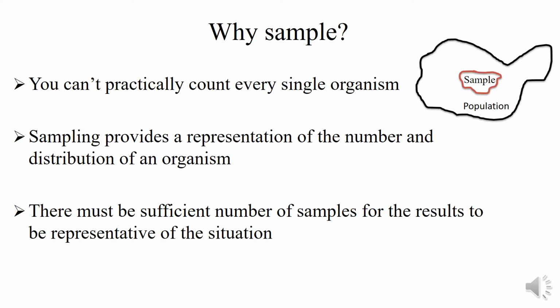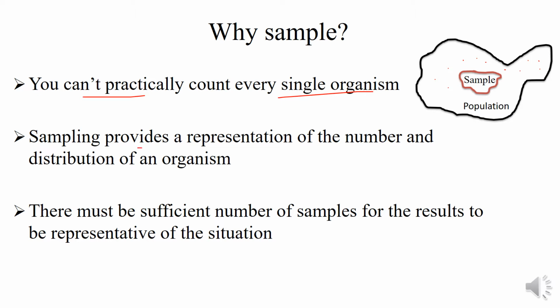So first we see what a sample is and why we need sampling. A sample is basically a part of the population, or a subset of the population. Practically, you cannot count every single organism of a population. You cannot count all the organisms in a single population. That's why you need a sample of the population.